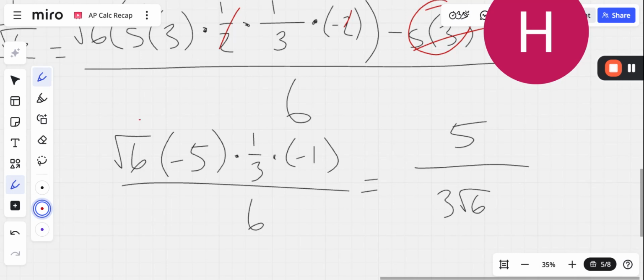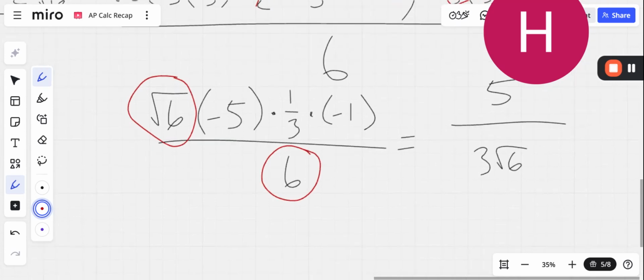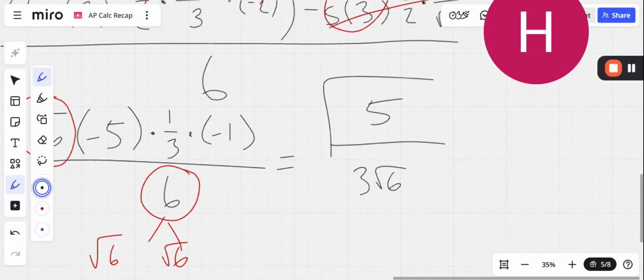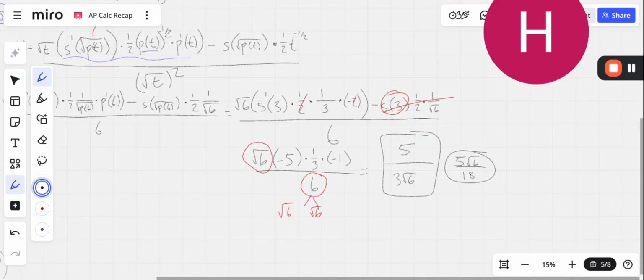Now, how did I get that? Well, if you notice, these two things basically cancel each other, because 6 is just square root of 6 times square root of 6. So I can cancel one of those. And this is my derivative. I don't think at this level we're going to worry about rationalizing the denominator. If you want to do it, go for it. It takes 2 seconds. It'll just be 5 root 6 over 18. That's acceptable if you like. You might see it like that instead of like 5 over root 3 root 6 on the AP exam, like at the multiple choice question, but not too sure yet. You'll have to see that for yourself.